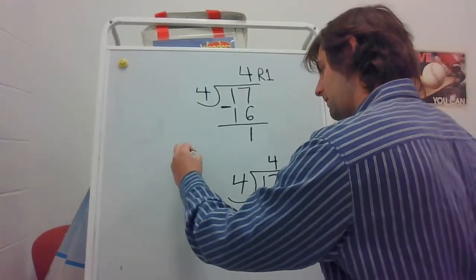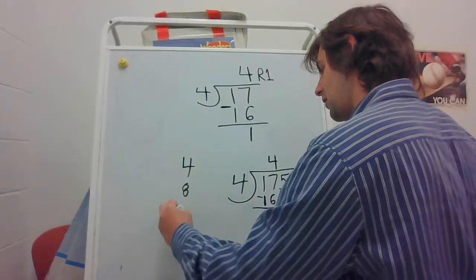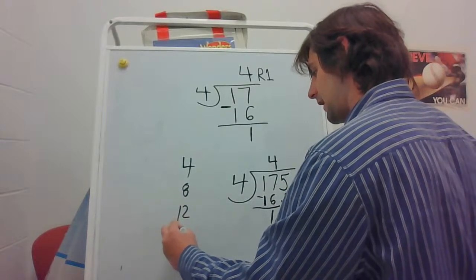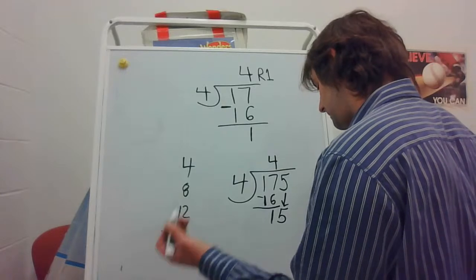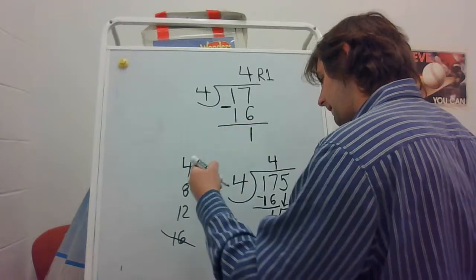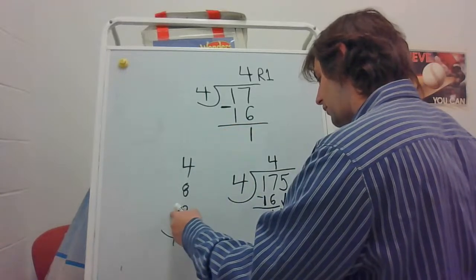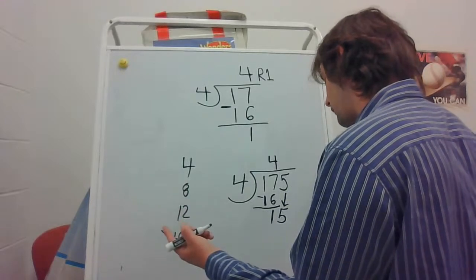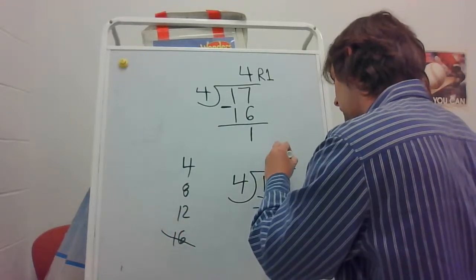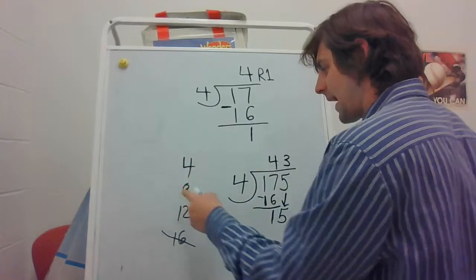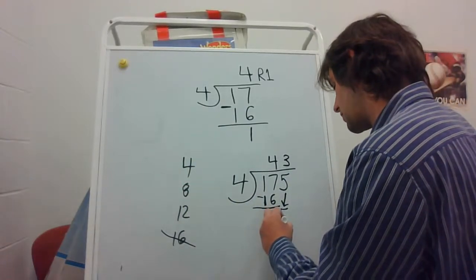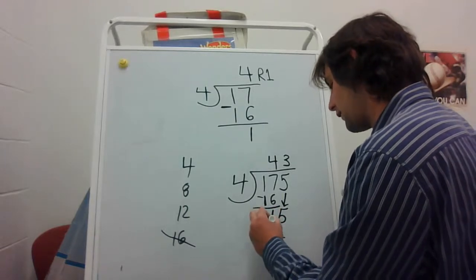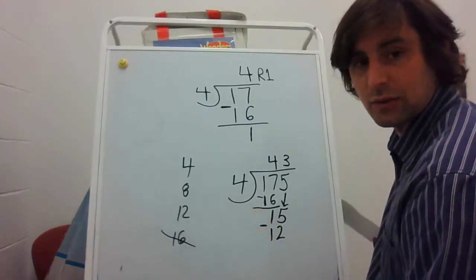So 4, 8, 12. And if I count by 4 again, I'm at 16. That's too far. So I was able to count by 4 3 times. I was able to get 3 groups of 4 within the number 15. And as I was skip counting, I got to the number 12. So 12 was as close as I could get to 15. So I got to do 15 minus 12 to see what the remainder is.